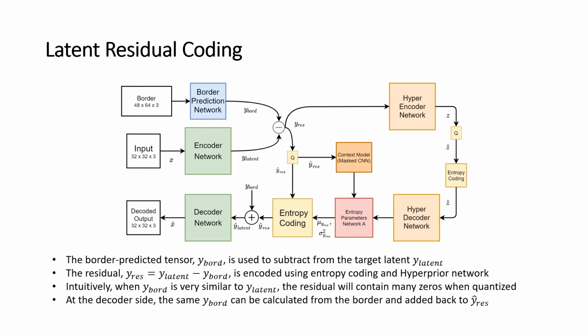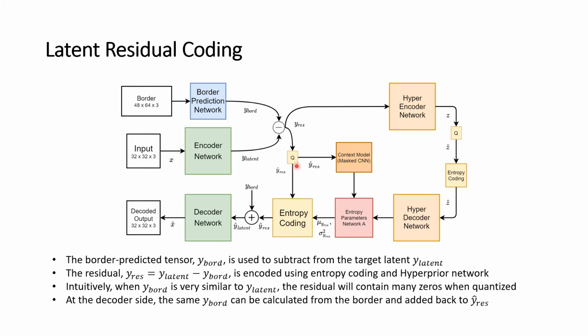We designed two different models where we utilize the border prediction network. The first one is latent residual coding. First, we extract information from the predicted border with the border prediction network. And with the predicted features y-border, we subtract from the encoded latent from the encoder network. We quantize the residual and we compress it using entropy coding.